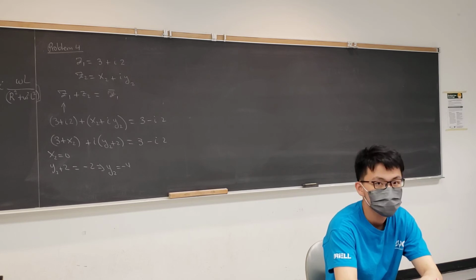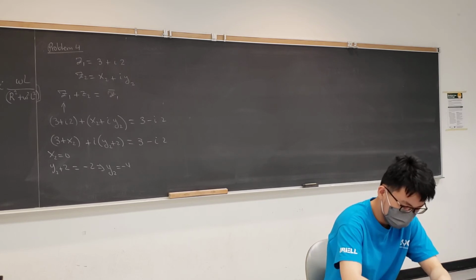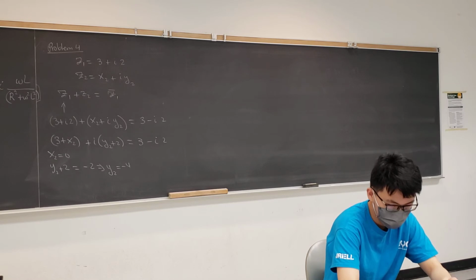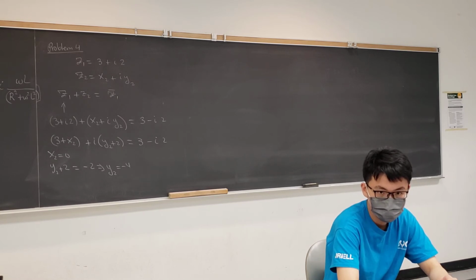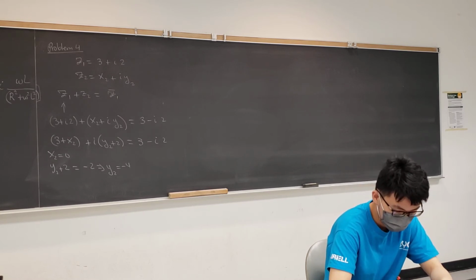Now you're given two other numbers, Z1 and Z2, and you're asked to multiply them together. I'll give you a moment to do that while I write them on the board.